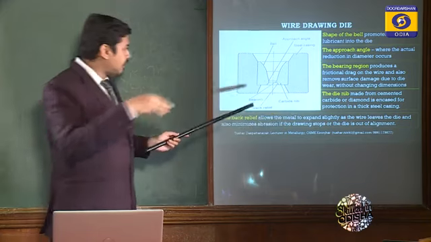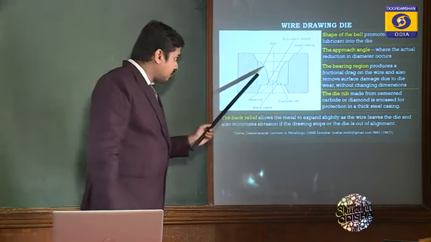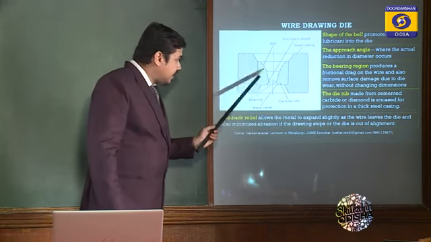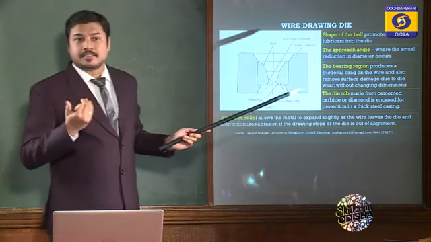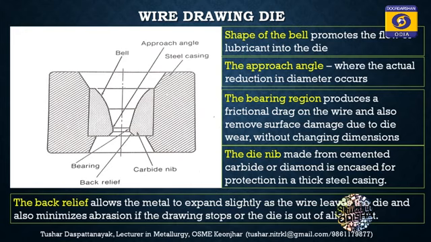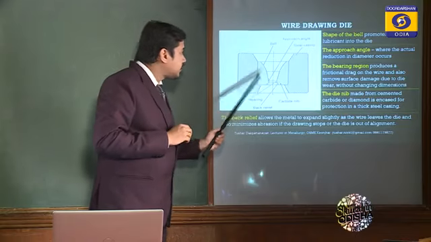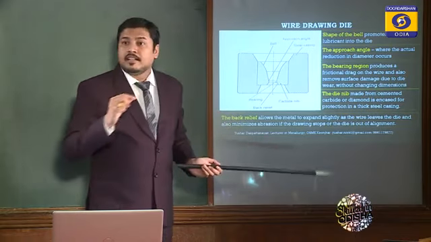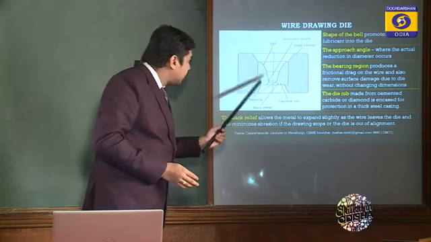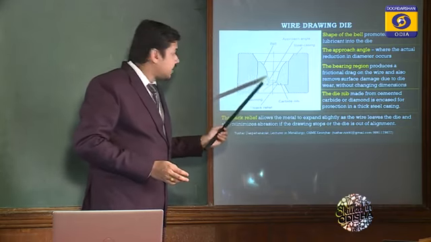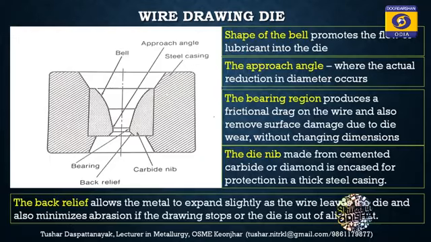What is the use of it? I'll briefly explain. The bell provides lubrication. Lubrication is essential to get the wire drawn through the die, otherwise surface cracks will generate. Next is the approach angle. The approach angle is where maximum reduction takes place.